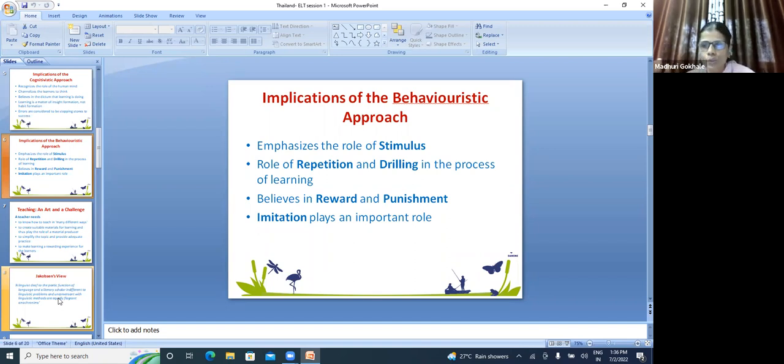Now, in the classroom, can you tell me what are the other stimuli that lead to learning? Apart from the teacher, what else can we use? What else can we do so that learning happens and the learners are motivated to learn?